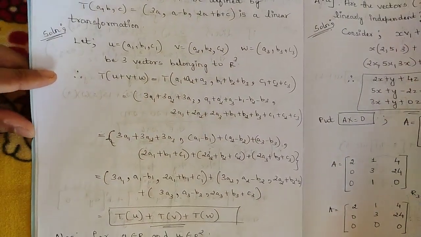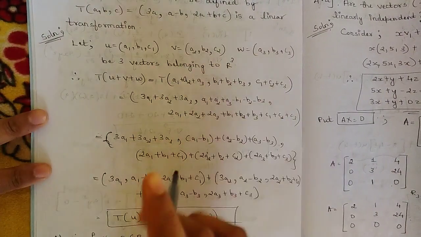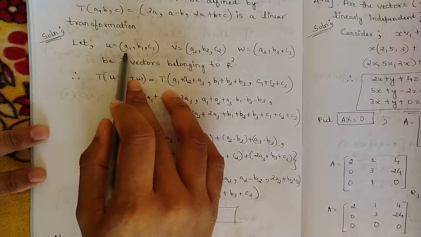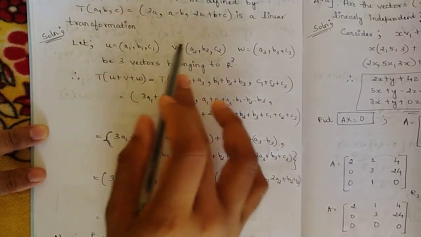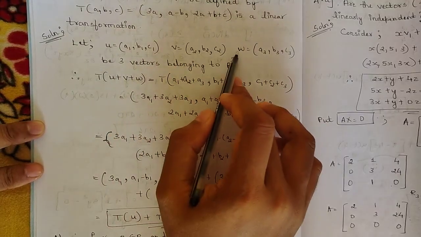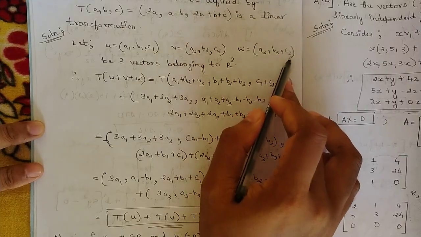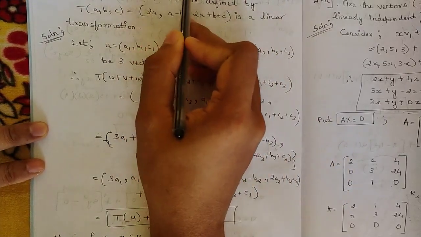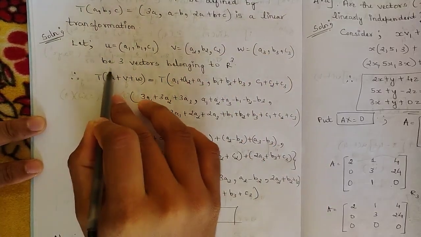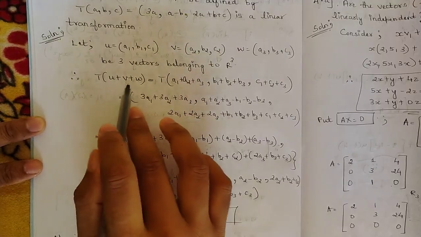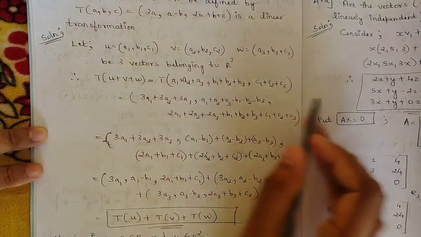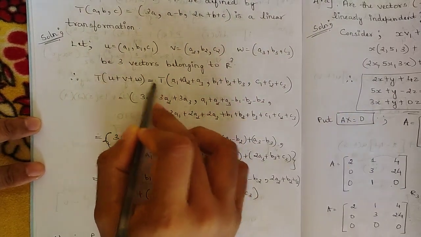So let us see now whether this is a linear transformation or not. In this case, you should be considering the vectors U equal to A1, B1, C1, where A1, B1, C1 are the vector coefficients. V is equal to A2, B2, C2, and W is equal to A3, B3, C3. Because it is from R3 to R3, you should be taking 3 vectors along with the 3 vector coefficients, belonging to R cube. So now, since we have 3 vectors, we should be proving for T of U plus V plus W.